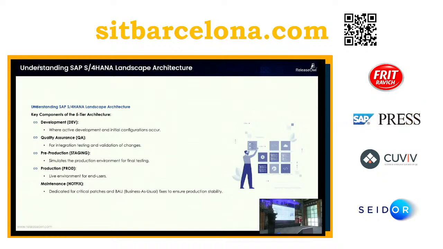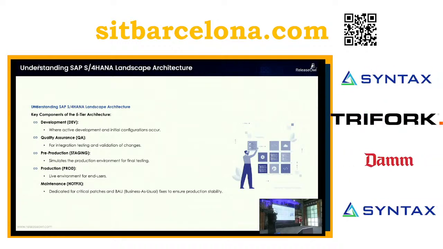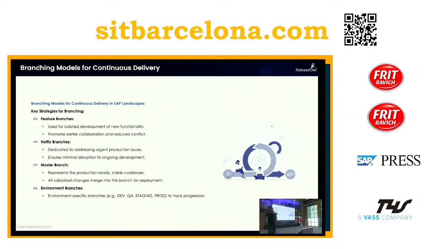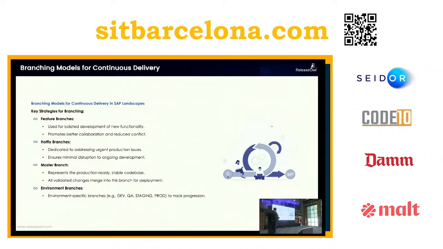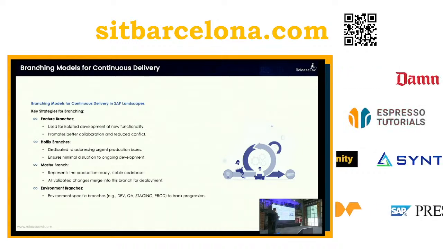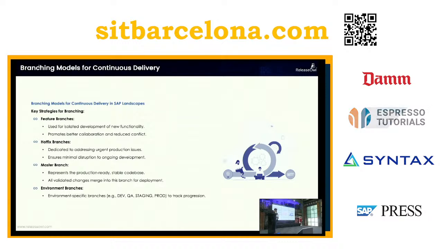This is something that you are all familiar with in terms of an architecture: the dev, QA, pre-prod, prod, and then you have BAU, the business as usual or maintenance, as we call it. Then there are various types of branches that we can see. The feature branches, if you really want to establish a continuous delivery pipeline, feature branches are a great way. But there are challenges with feature branches for gCTS. I will talk about that.